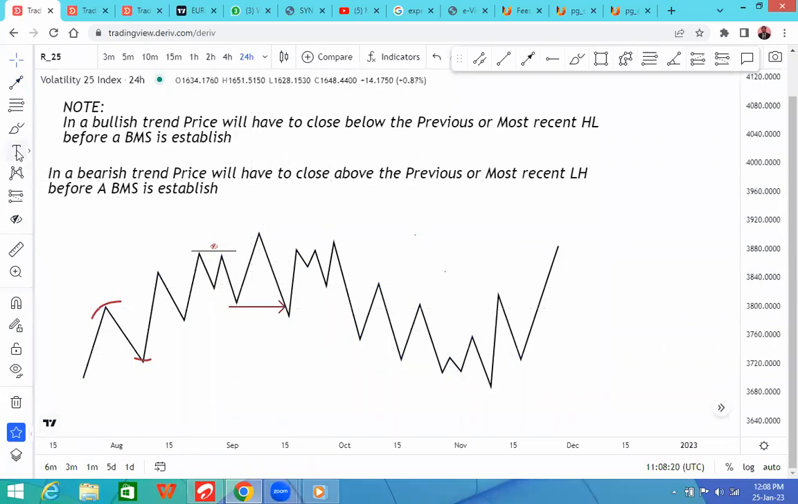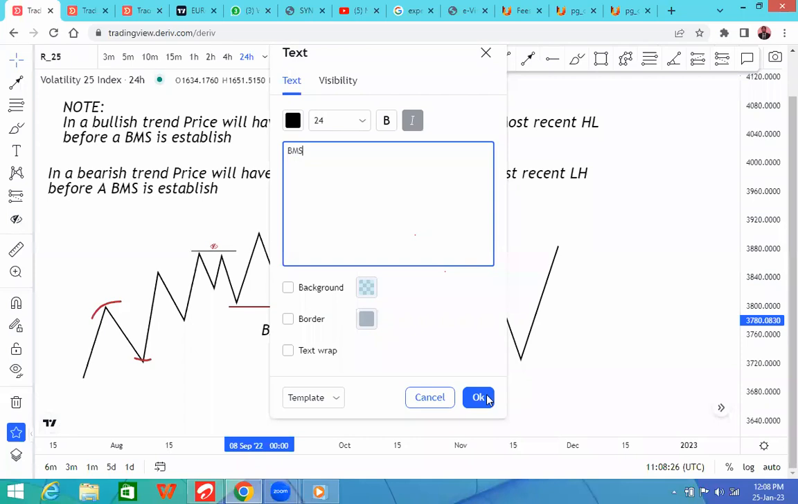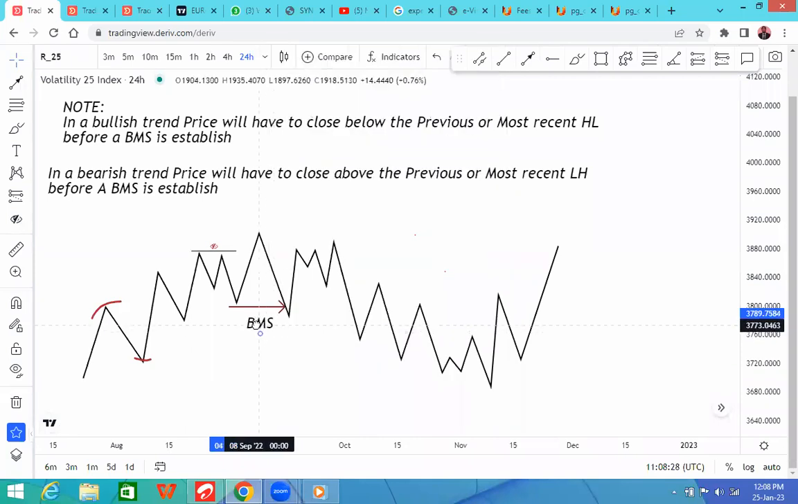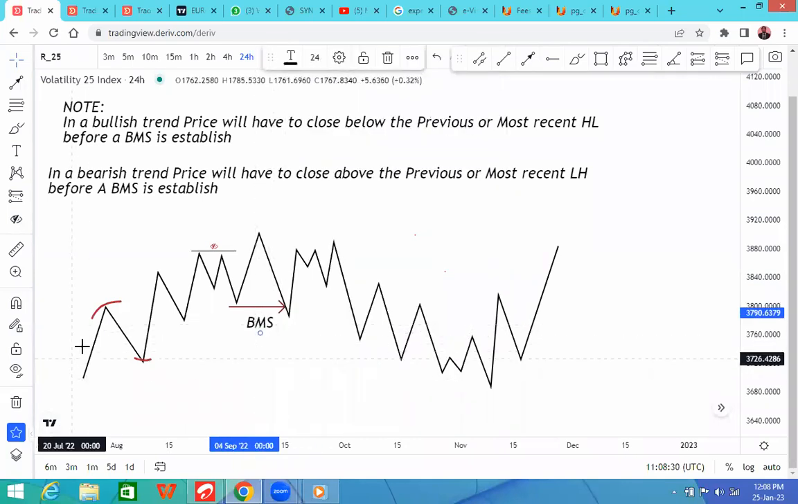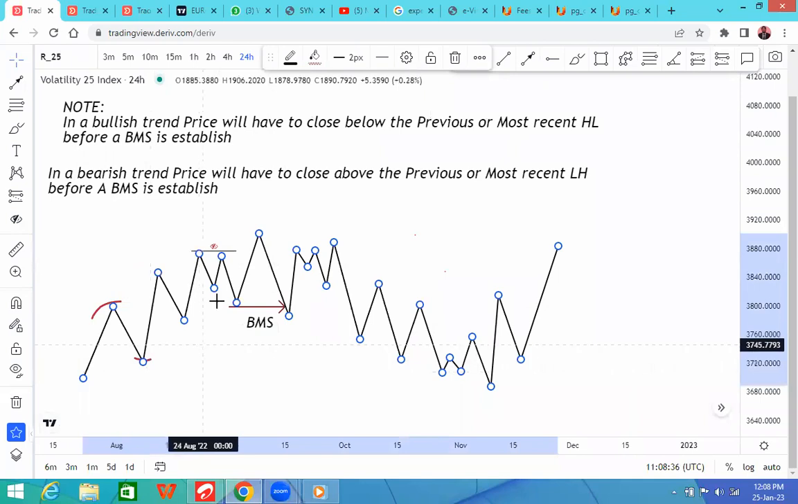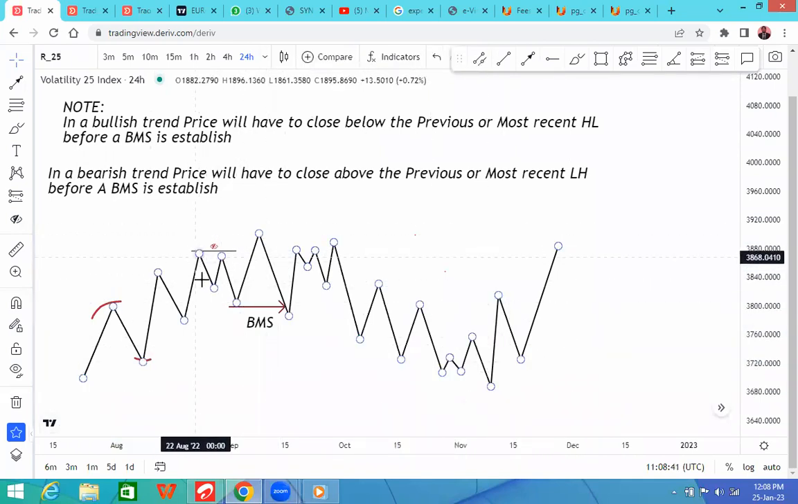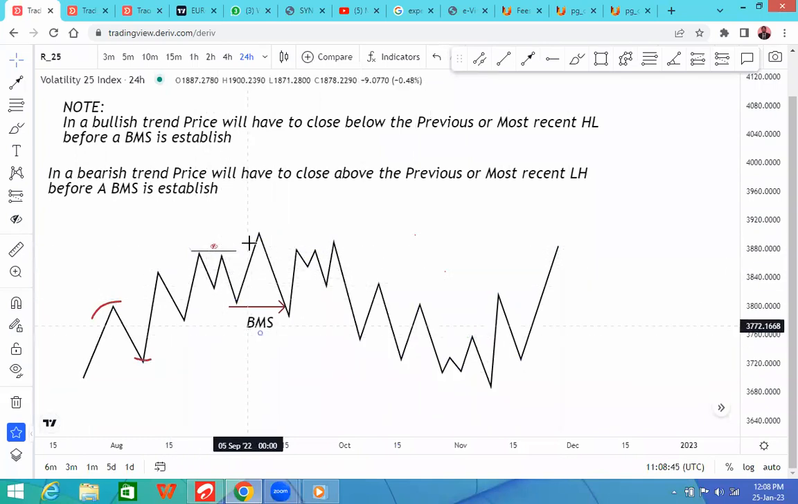This is what is referred to in trading as a break in market structure. It's telling you that the bullish momentum, the bullish trend, has come to an end. Price now wants to begin to go bearish. But remember, price must consolidate. So price comes and consolidates here, creates liquidity, and then takes out that liquidity and comes down.